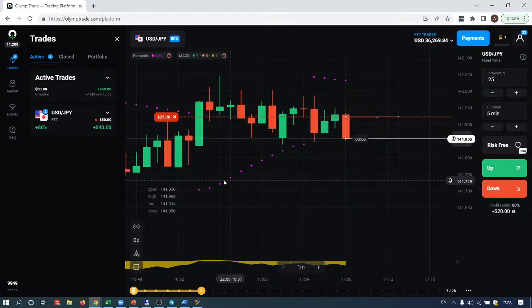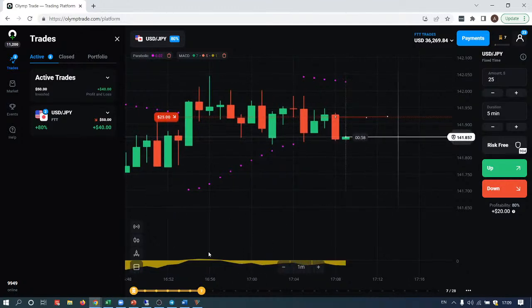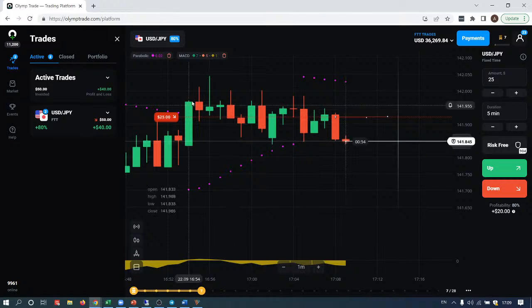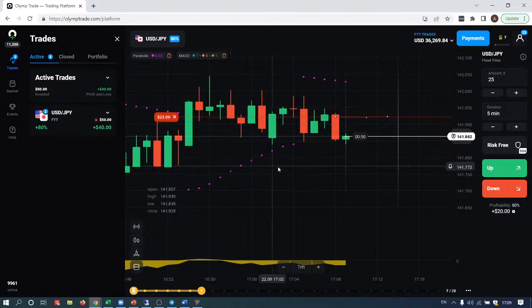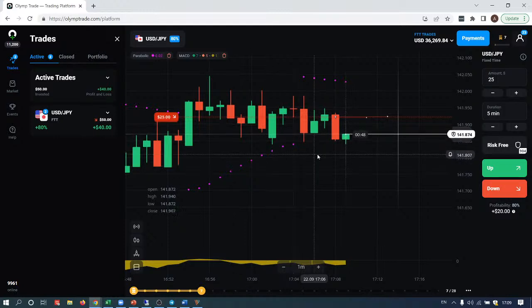So as you can see, we have the parabolic SAR indicator, and we have this, well, that's called the MACD indicator, which stands for moving average convergence and divergence. So how do these indicators work individually? And then I will explain how to combine them and how to read signals from both of them.